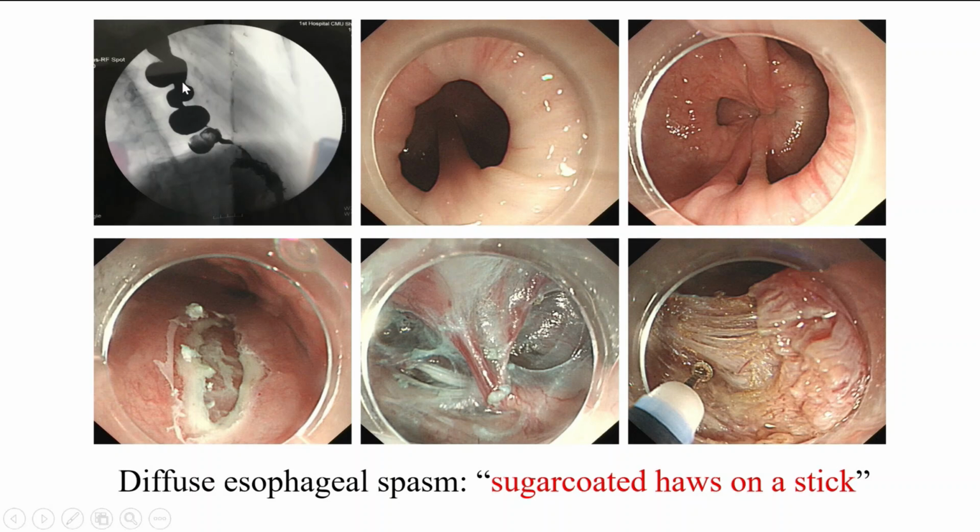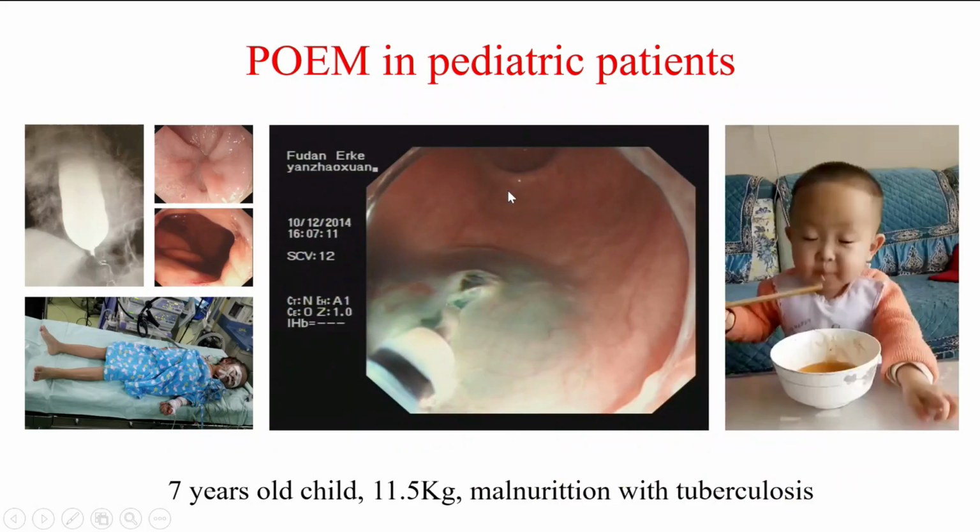This patient suffered from dysphagia for many years, and from the barium swallow we can see a diffuse spasm of the esophagus. From the barium swallow, the image looks just like a sugar-coated horse on a stick. For a myotomy longer than 20 centimeters, we can cut the whole muscle layer within the tunnel.